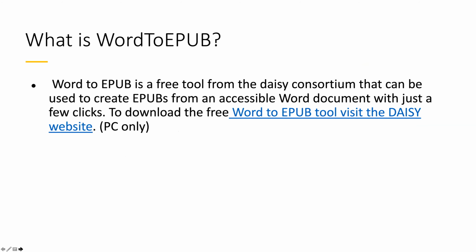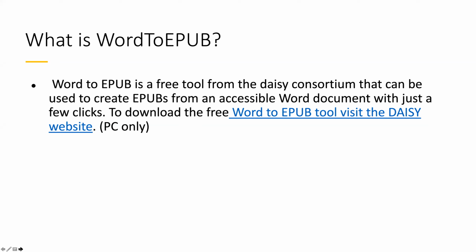Now, we talked a little bit about what WordToEPUB does, what it is. It's just a way to convert an accessible Word document into an accessible EPUB. It's free to download. The only caveat is you have to know how to create accessible Word documents. It is PC only. There's a Mac version coming, but it probably won't be here before third quarter 2023 at the earliest.